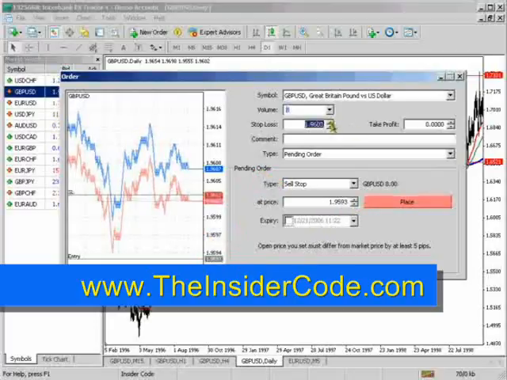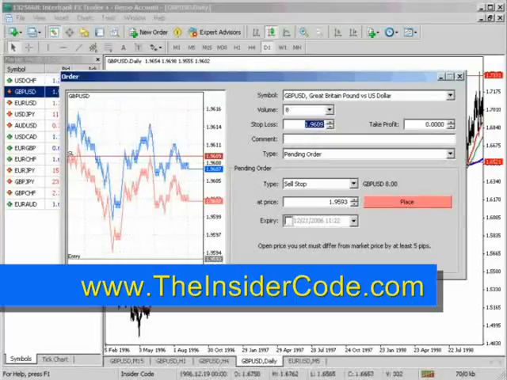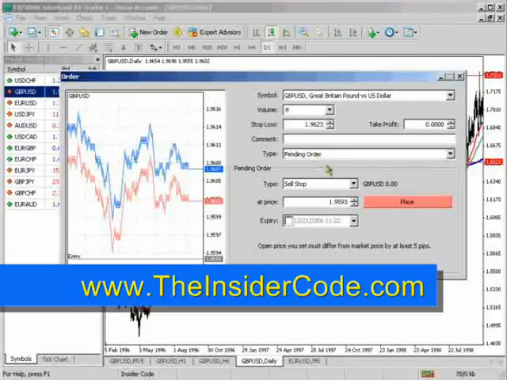We're going to set our stop loss. If we're at 95.93, let's use a hypothetical stop loss of, we'll say, 30 pips. So we're going to have our stop loss at 1.9623. Okay, so now we can see there's our stop.